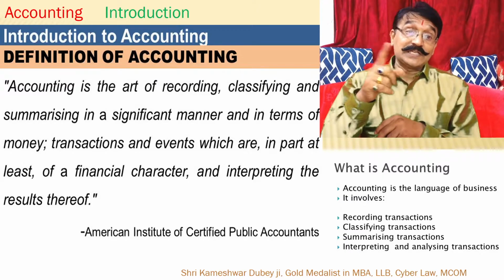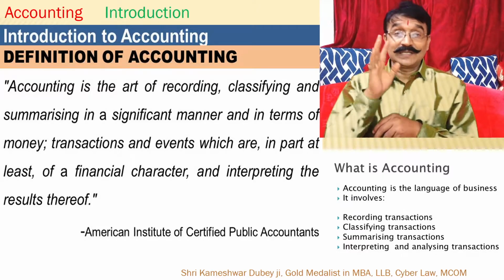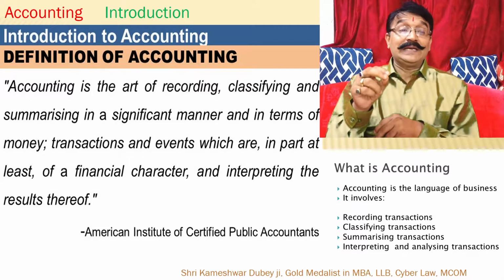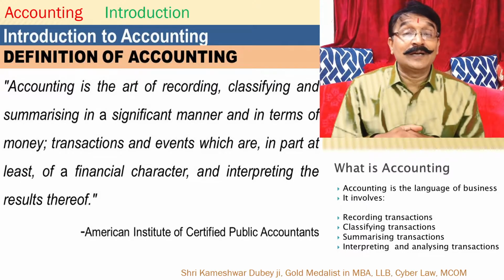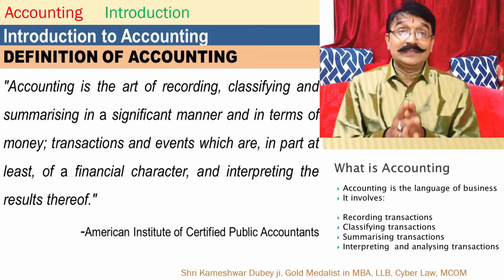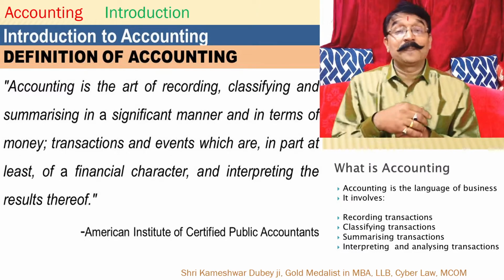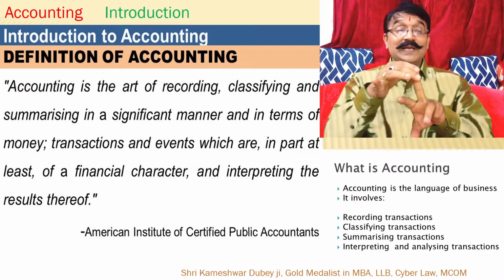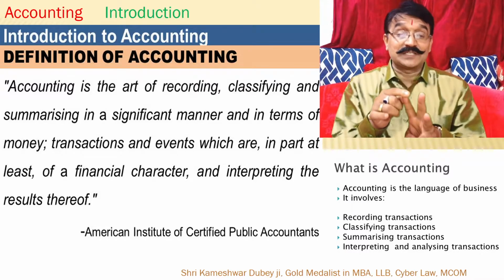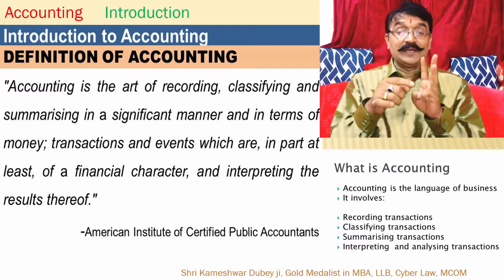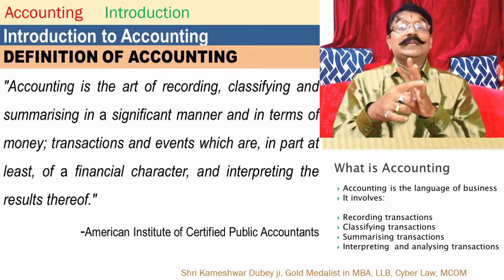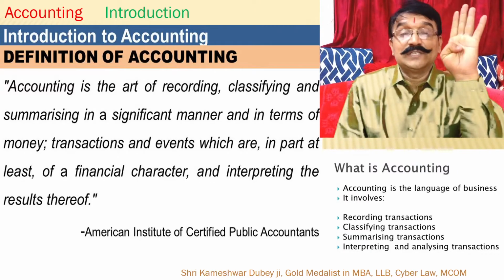So accounting is the art of recording, classifying, summarizing in a significant manner in the form of money, transactions and events which are in part at least of a financial character. All the transactions and events which are of financial character, only those are recorded. So three things we have done: recording, classifying and summarizing the financial transactions. Then interpreting is the fourth, and interpreting the result thereof.